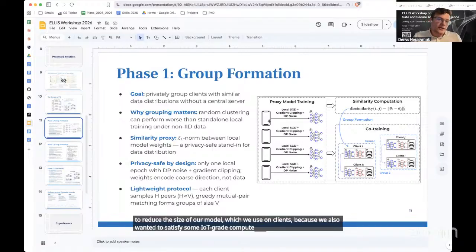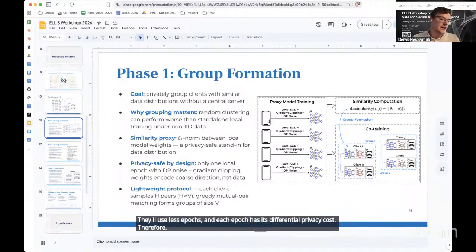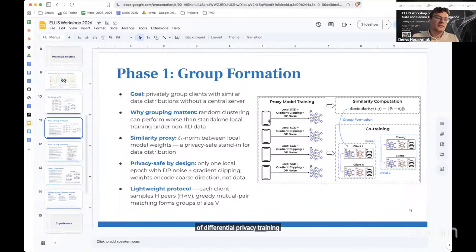And the second advantage is that using these features, we will need fewer epochs for training, and it gives us an advantage for differential privacy, in that we will use fewer epochs, and each epoch has its differential privacy cost. Therefore, we will need to add less noise. So basically, these extra features we use more for improvement of differential privacy training, not clustering, I would say. Yeah, thank you for your question.